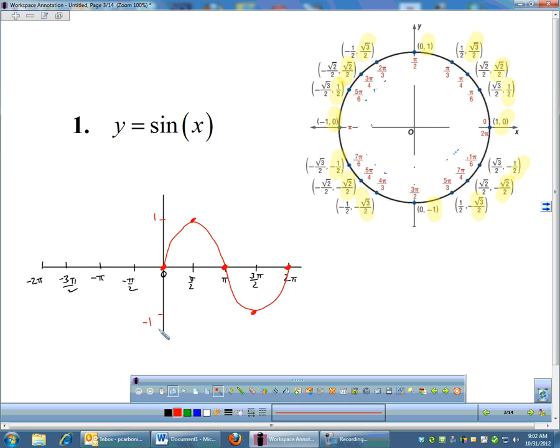Make sure you connect it with waves. One of my pet peeves is when people draw these graphs with zigzags. For the love of all that's holy!